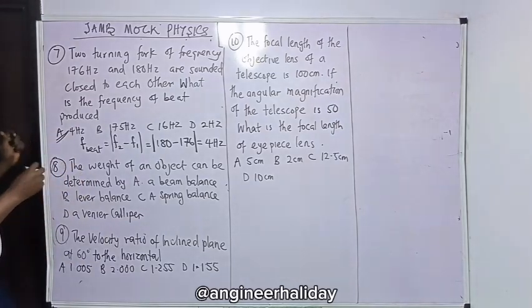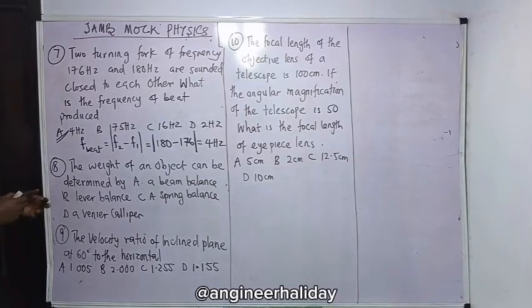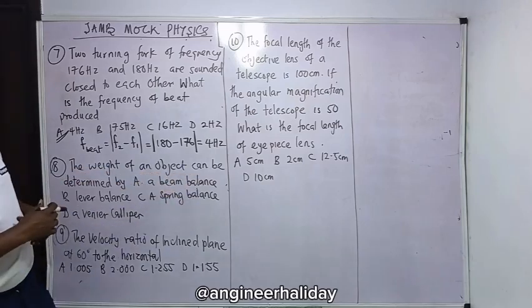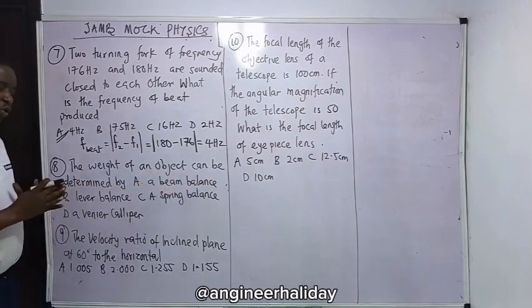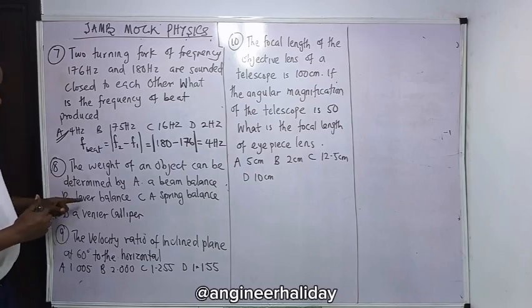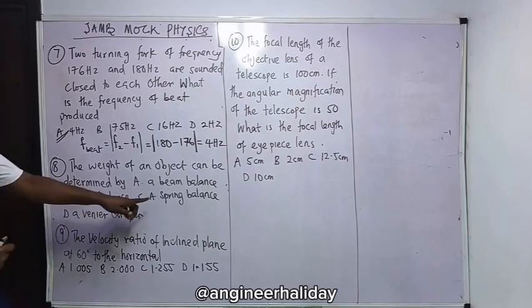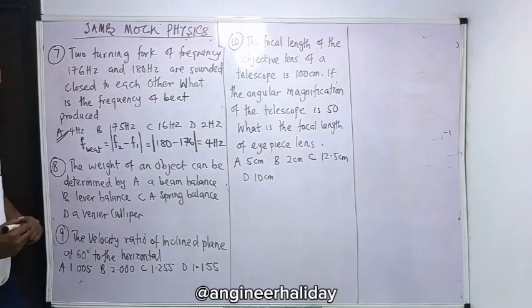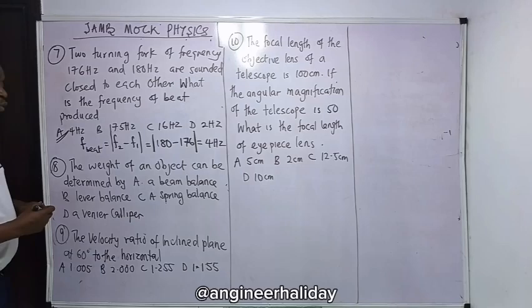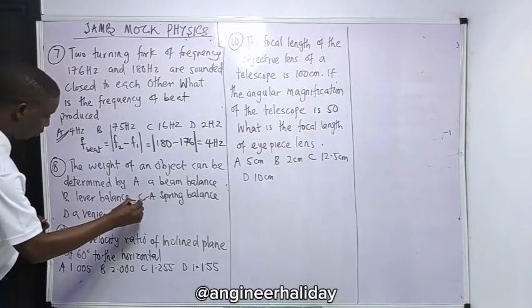Option A. Now they say the weight of an object can be determined by what? A beam balance is used to determine mass, using the principle of moments. A lever balance, same thing. A spring balance is used to determine weight using what they call Hooke's law principle. So I will go for Hooke's.